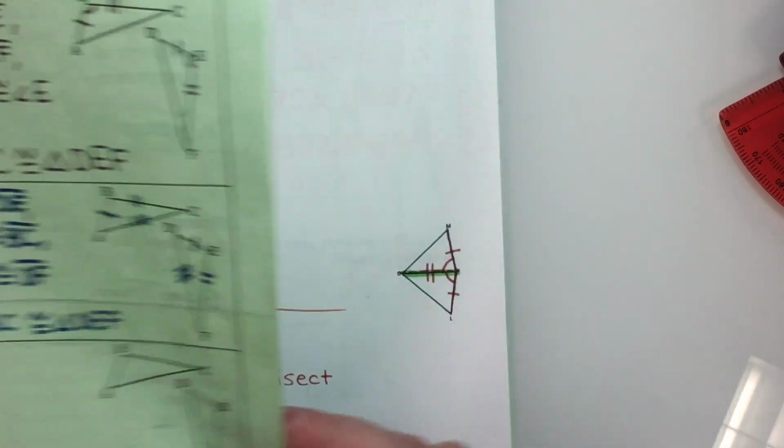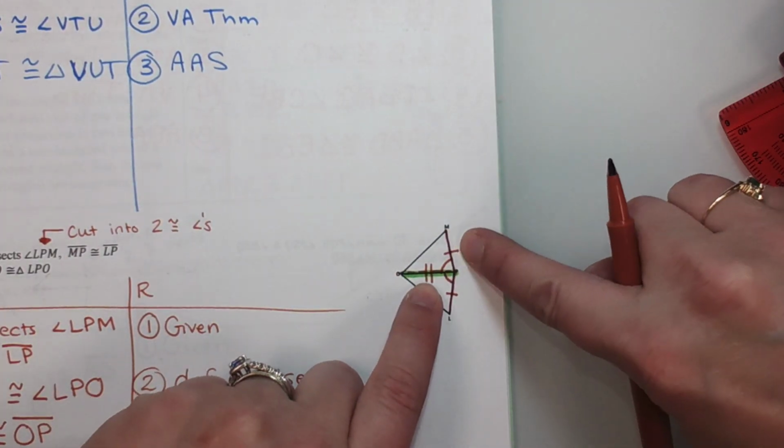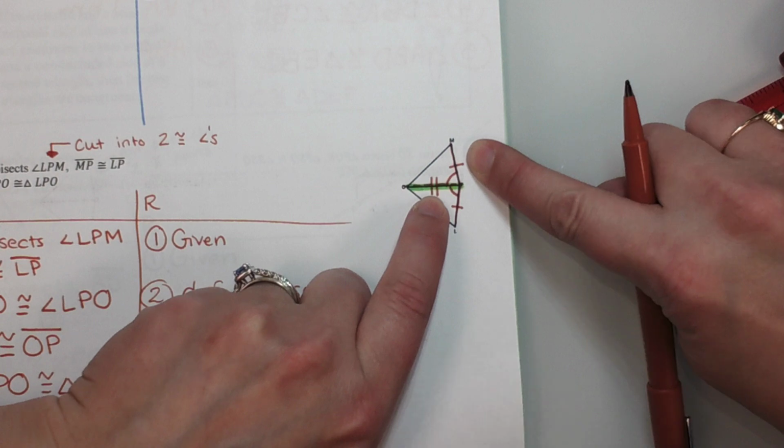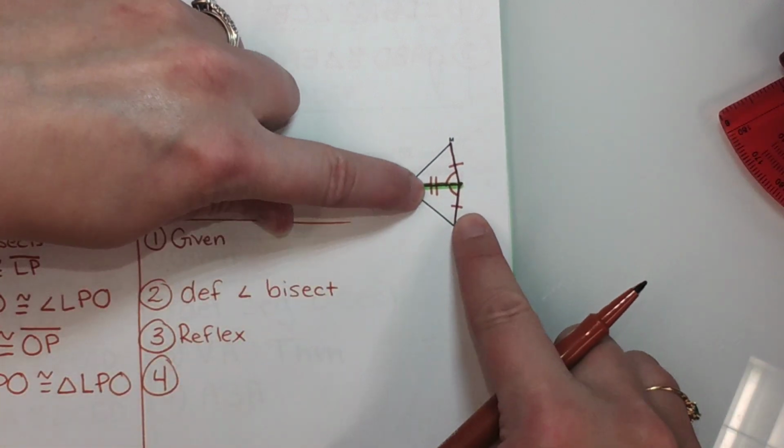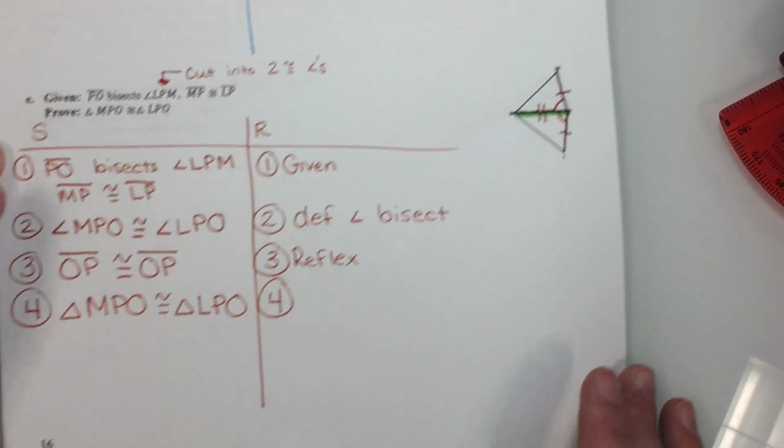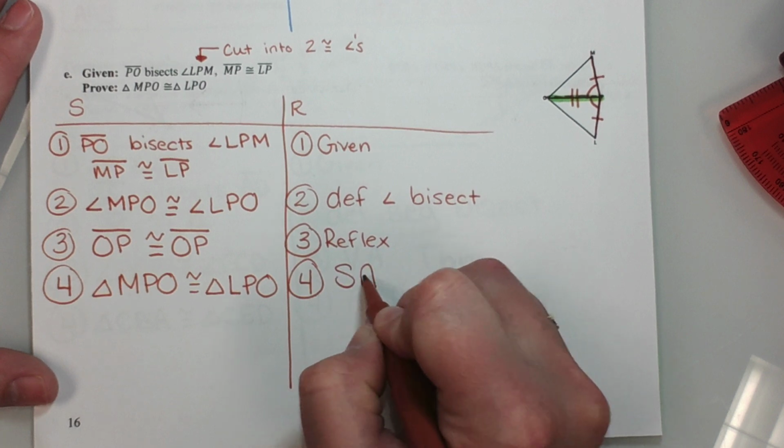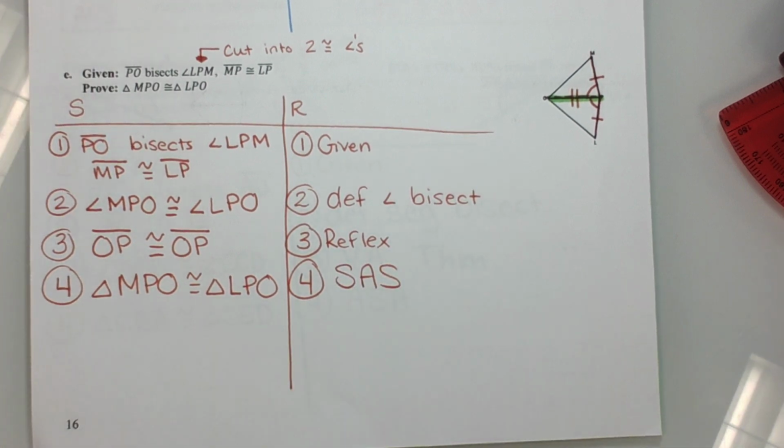Double check. Is the angle between those two sides? Yes. Is the angle between those two sides on that triangle? Yes, because if not, it doesn't actually work. It does fit, so it's SAS.